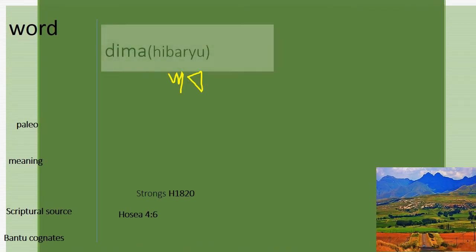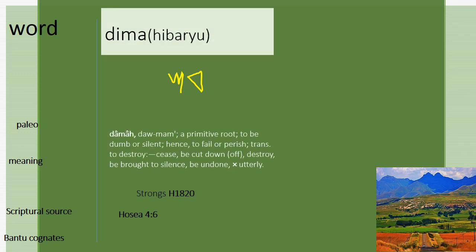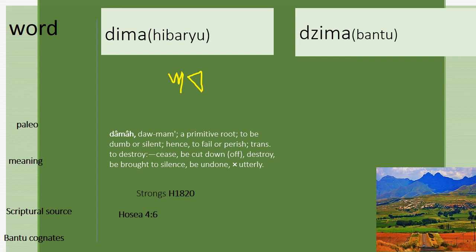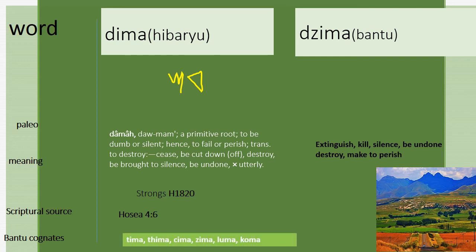In Hebrew, dima means to seize, be cut down, be cut off, destroy, be brought to silence, be undone. In Bantu we have a similar word that means the same, and the word is dzima. It means to extinguish, to kill, to silence, to destroy, to make perish. And it's got cognates in Bantu: tima, tima, cima, zima, luma, koma. That voiceless h appearing again between tima and tima in Bantu cognates.